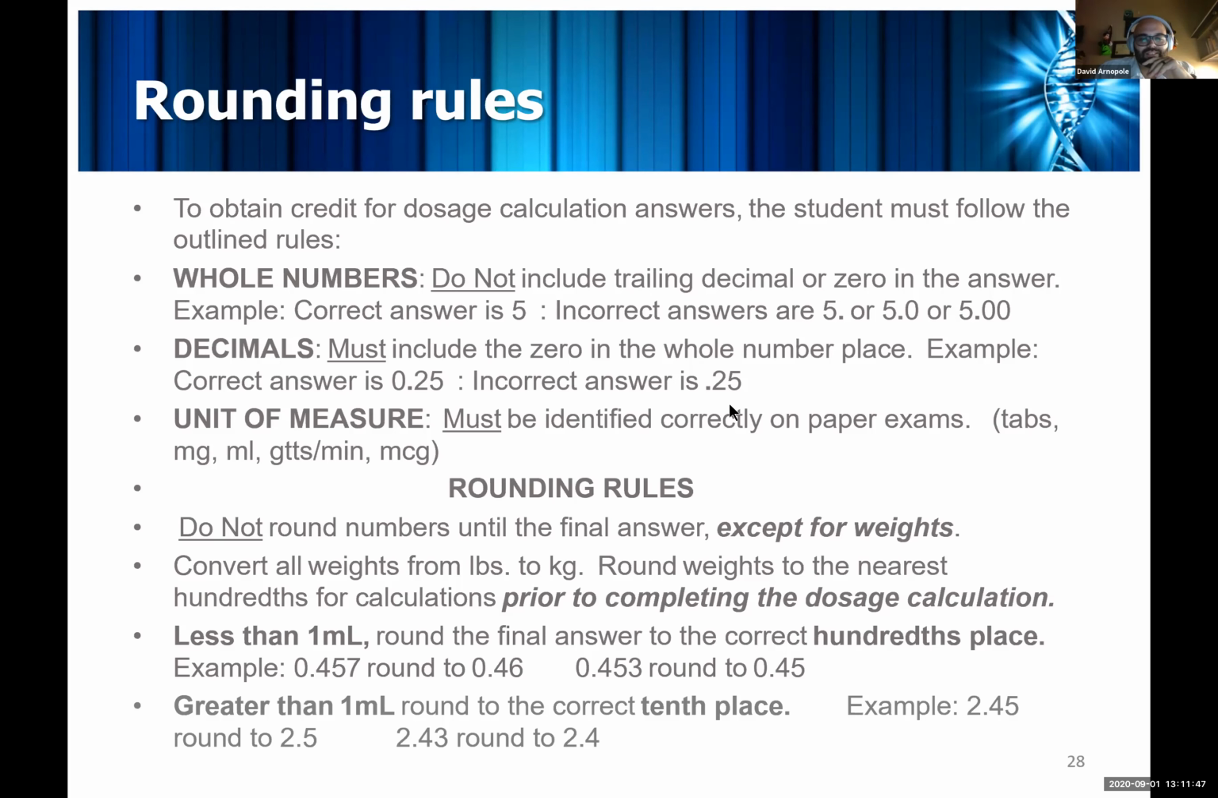If you look on that second set of rounding rules, under rounding rules, convert all weights from pounds to kilograms. Round weights to the nearest hundredths for calculations prior to completing dosage calculation. So when I did mine, I showed you 55.4, it would be 55.45. I got to fix that. But you'll need to make sure that you round that to the nearest hundredth, which is 2 decimal points after, before you start doing dosage calculation, because you can be wrong with it.